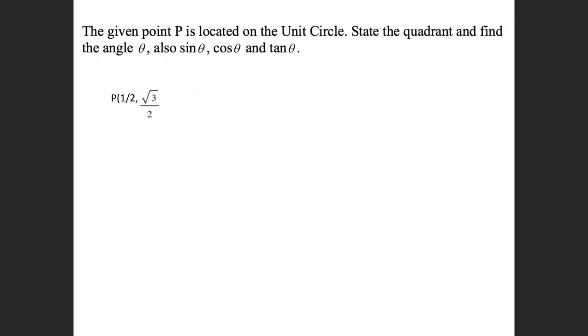Okay, so that's number 3. Number 4, it says the given point P is located on the unit circle. What is a unit circle? The unit circle is a circle with the center at 0, 0 and the radius of 1. So this is my unit circle.